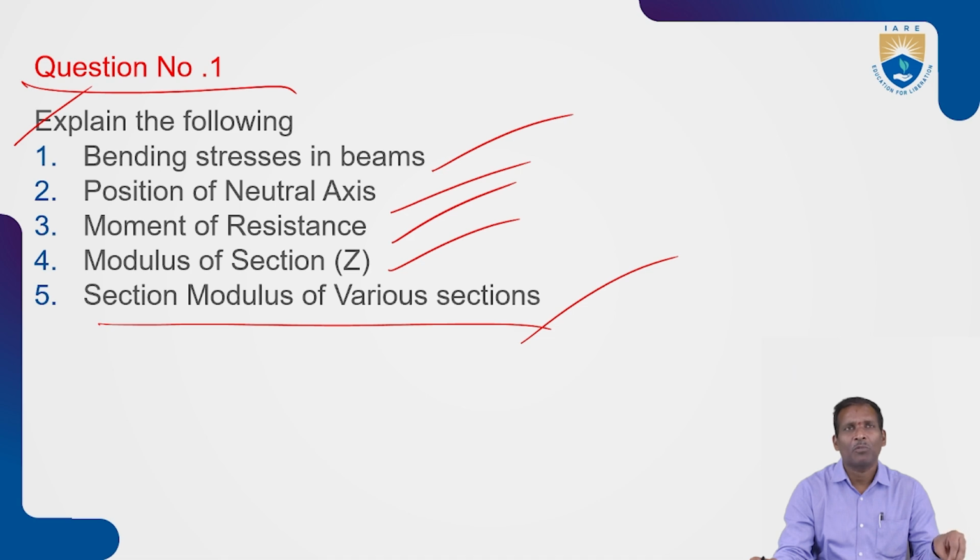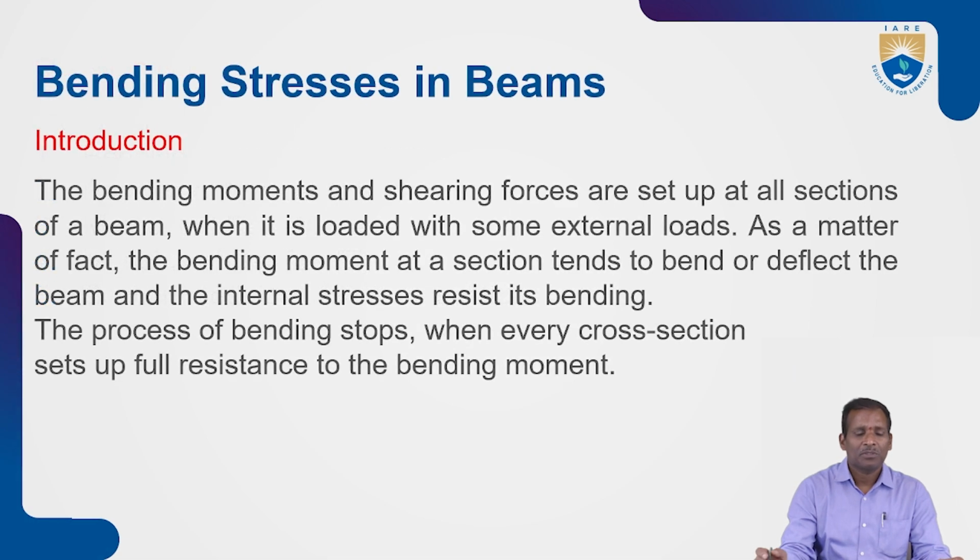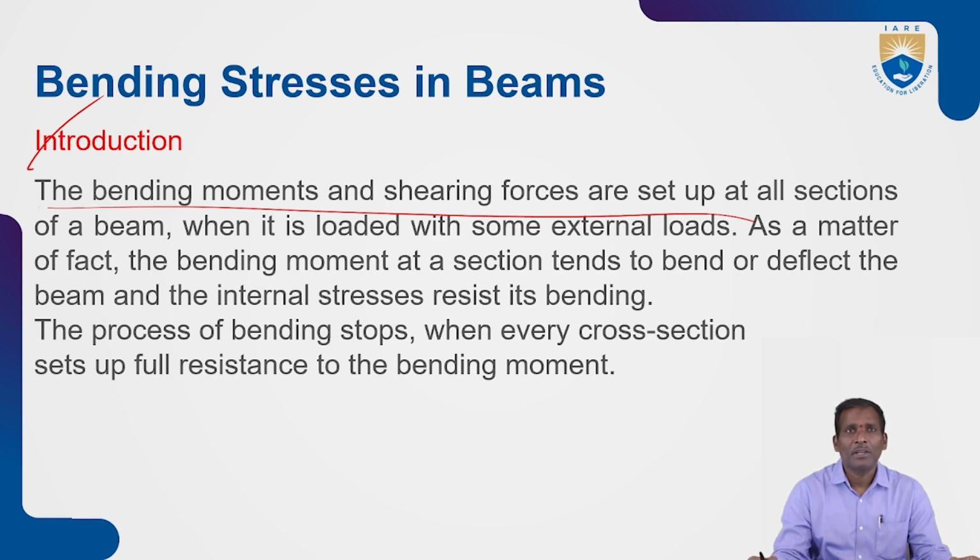Now one by one we will see what the bending stresses in beams are, what the position of the neutral axis is, what we mean by the moment of resistance and by section modulus, and then the various section modulus formulas once again in this question bank discussion. So, bending stresses in beams. The introduction: bending moments and shearing forces are set up at all sections of a beam. We have already learned this in the shear force and bending moment diagrams topic. They are set up at all sections of the beam when it is loaded with some external loads.